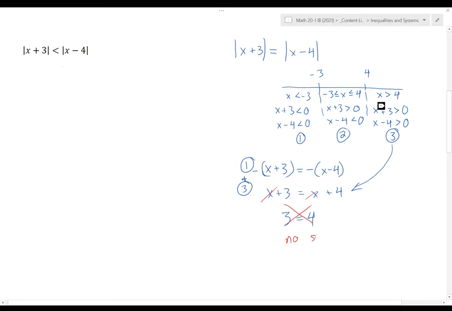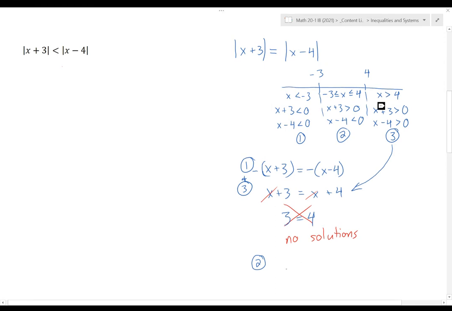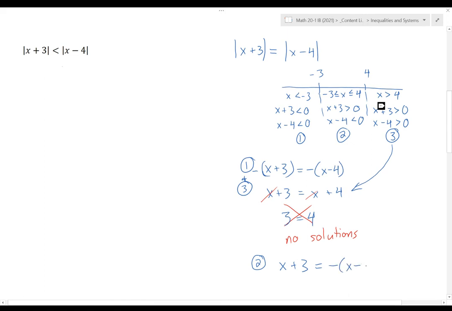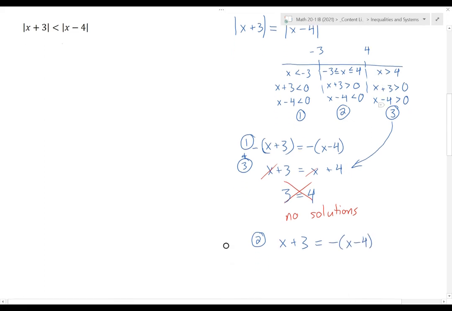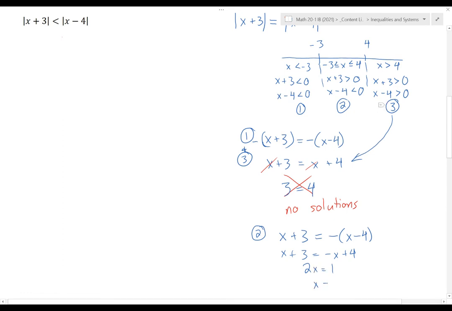So there are no solutions that fall in either x is less than negative 3 or x is greater than 4. In case 2, I've got x plus 3 is greater than 0, so x plus 3 is just going to be x plus 3, but I need the opposite of x minus 4. So this is the equation x plus 3 equals negative x plus 4. So 2x equals 1, which means x equals 1 half. 1 half is between negative 3 and 4, so this is an acceptable solution.